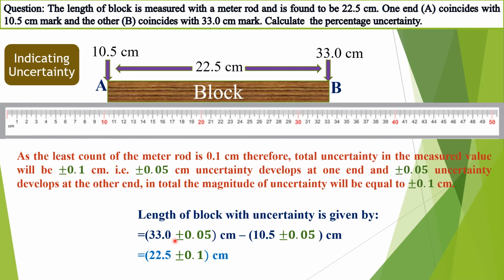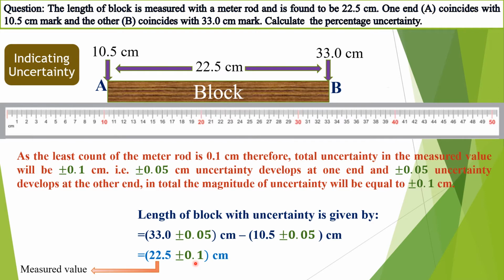As we discussed, the total uncertainty in this experiment is plus minus 0.1 centimeter, that is the least count of the measuring scale. So half of the uncertainty develops at one end A and the other half develops at the other end B. So we write 33.0 with plus minus 0.05, the uncertainty at point B, and we write 10.5 with plus minus 0.05, the uncertainty at point A. By subtracting we get 22.5 plus minus 0.1 centimeter.